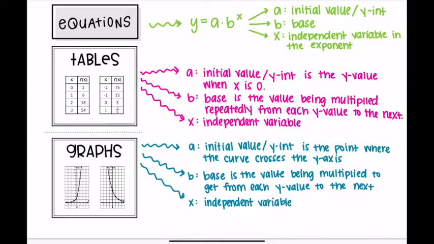Now, if you're dividing over and over, so here you can see how these values are decreasing, if you're dividing over and over, then your base is just going to be the reciprocal of that value that you would be dividing. And finally, for graphs, the initial value is the point where your curve crosses over the y-axis.